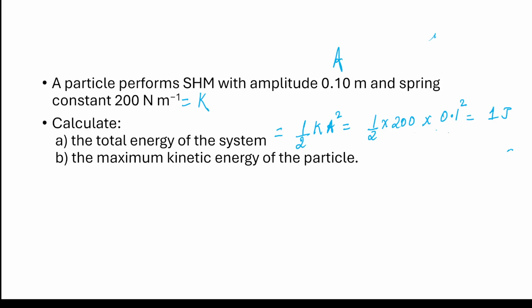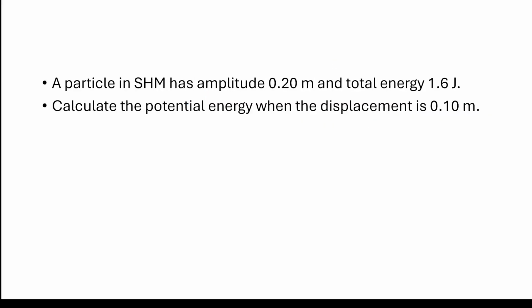So this is the energy that keeps oscillating, sometimes kinetic energy, sometimes potential energy. That's the oscillation of energy which happens in an SHM. Okay, so amplitude is 0.2, energy is 1.6.